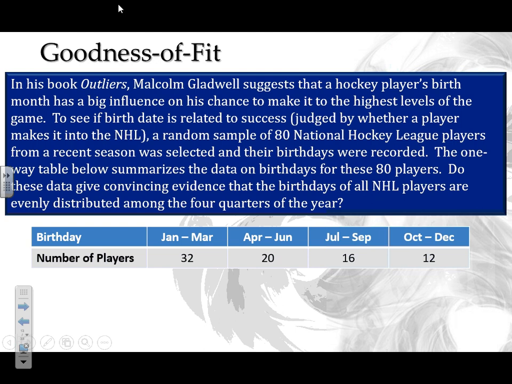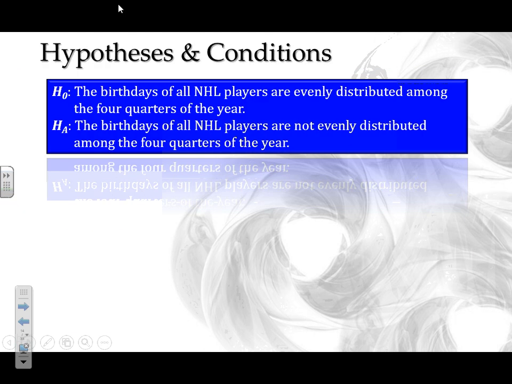The expected distribution would be that they're evenly distributed. So there's no difference between how many hockey players there are and where the hockey players are born and whether they are in the NHL or not. Okay? So that's kind of what we're looking at here. So first thing, we write our hypotheses, check our conditions.